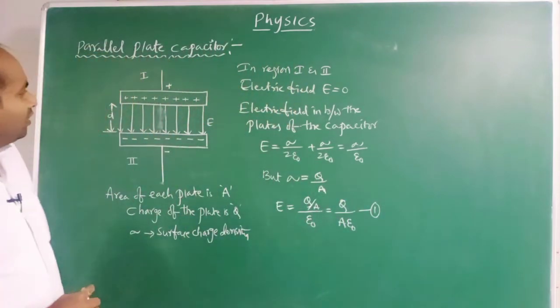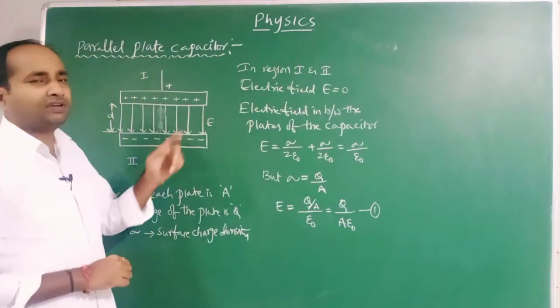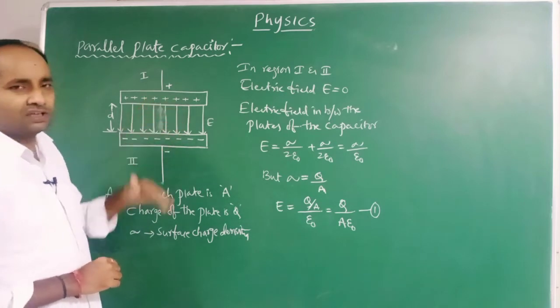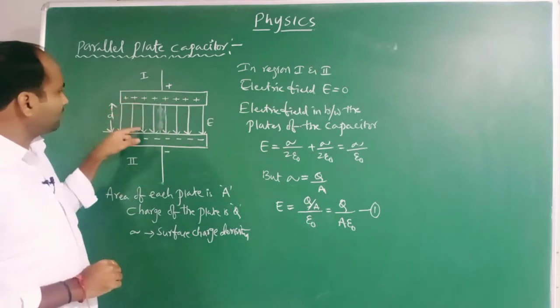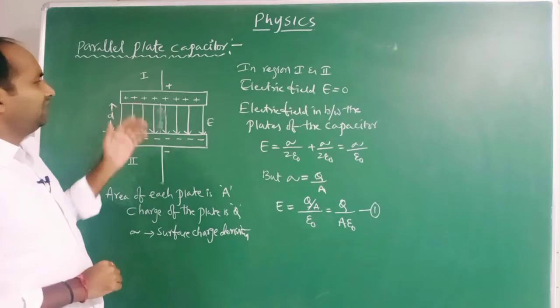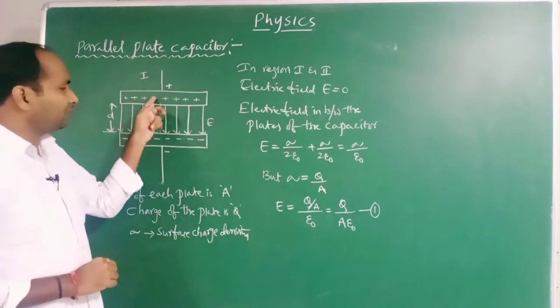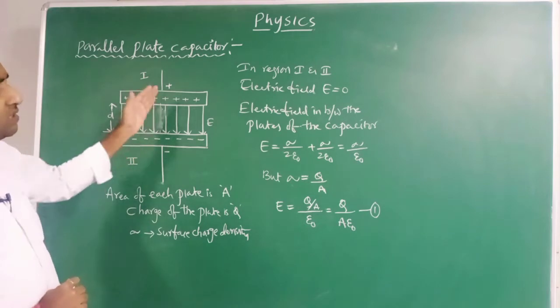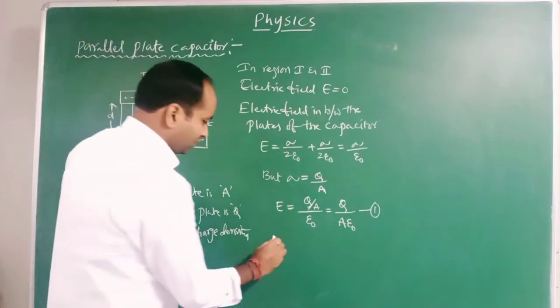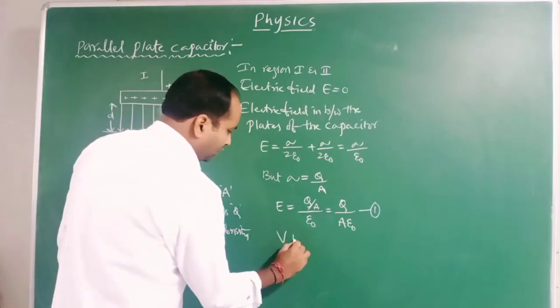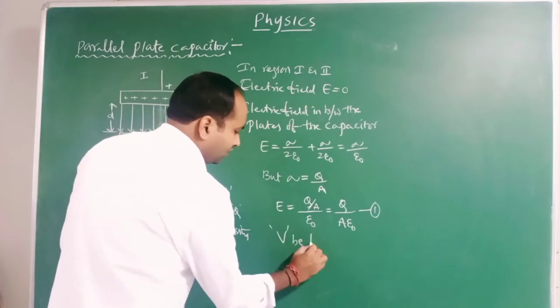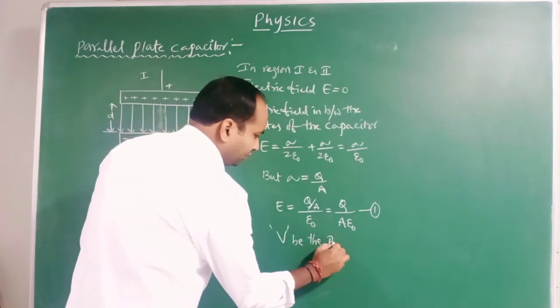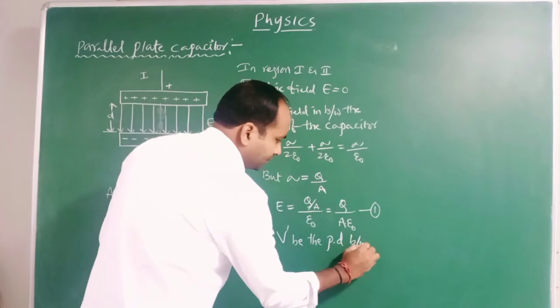Now let E be the electric field intensity between the plates of the capacitor, and the separation between them is D. Let us take that here a positive charge is given, here a negative charge, and V be the potential difference between the plates.